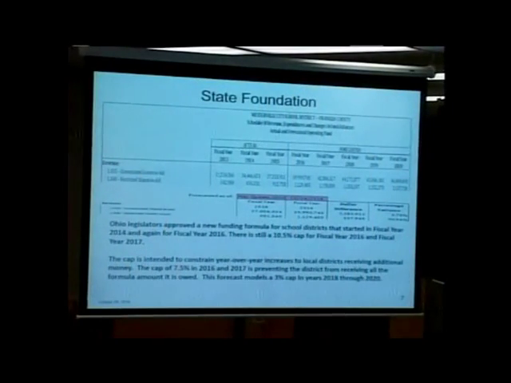This is the state foundation. We have unrestricted grants and aid, and we have restricted grants and aid. The unrestricted you can pretty much use for anything. Again, there's still a 10% cap for fiscal year 16 and 17. Roughly, if they were to pay us everything, they would owe us $9.3 million had they not had a cap, and we would have gotten everything that we mathematically should have. This is a state percentage, so you can see the differences on here.